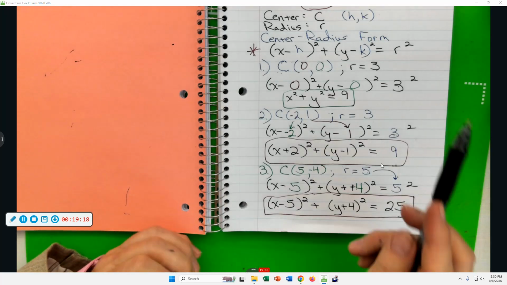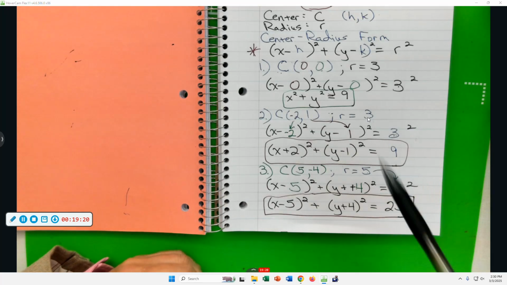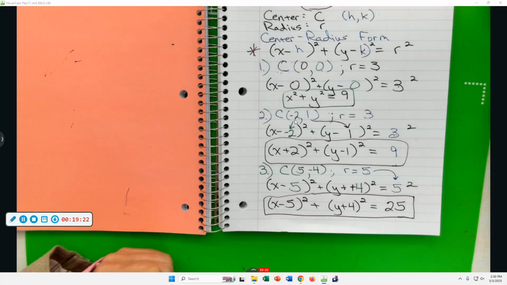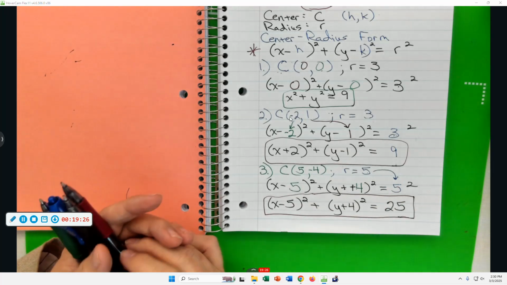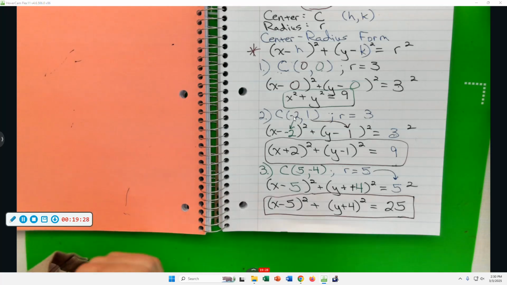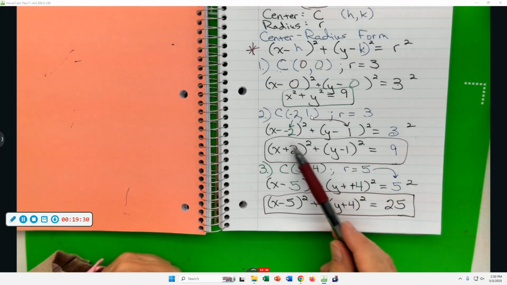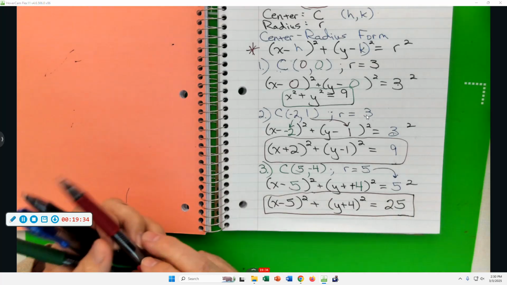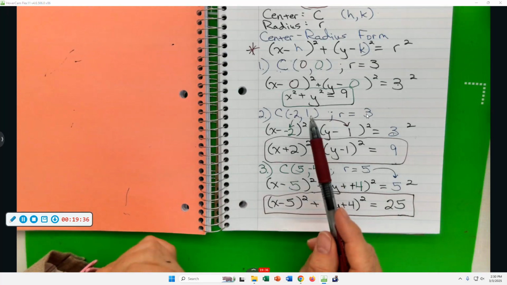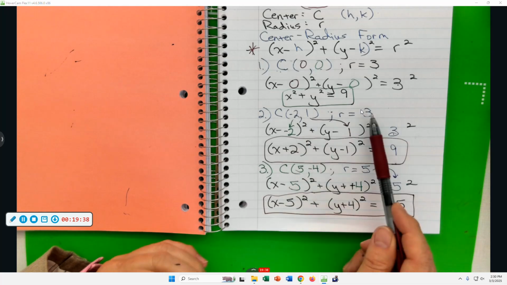You're counting the radius. Whatever the radius is, you start at the center and count that many units, either left, right, up, or down. Like on number 2, we plotted the center and then we counted 3 units. You can go up, down, left, or right. It's up to you. Plot the center, and then the radius tells you how many units to move.